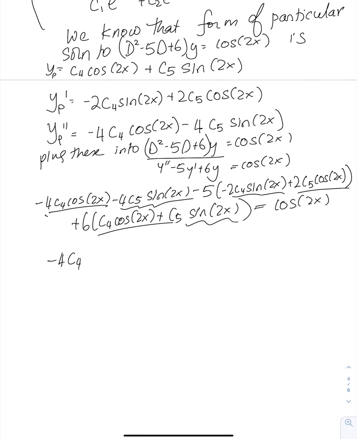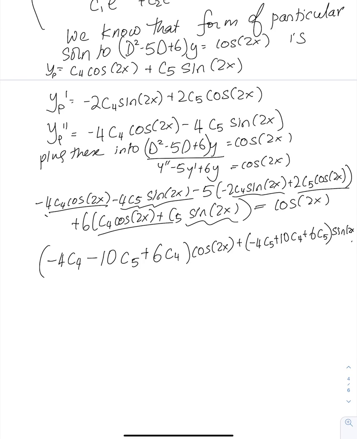Minus 4c4 plus 10c4. Okay, I'm sorry, not 10c4. You'll have minus 10c5 plus 6c4 cosine 2x plus, let's write down the coefficients of sine, minus 4c5 plus 10c4 plus 6c5 sine 2x.